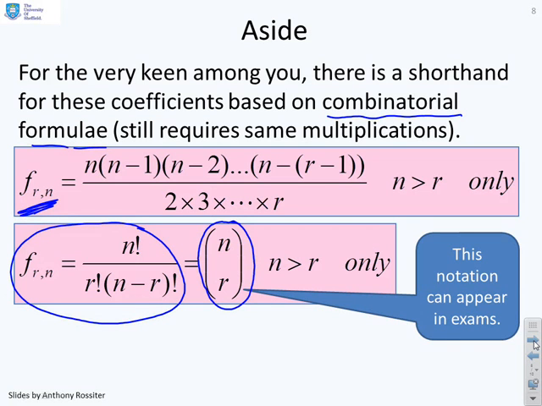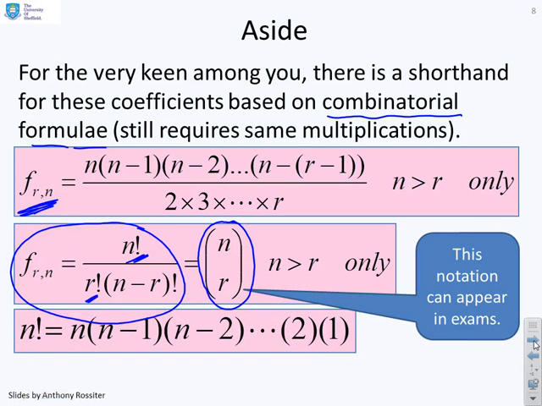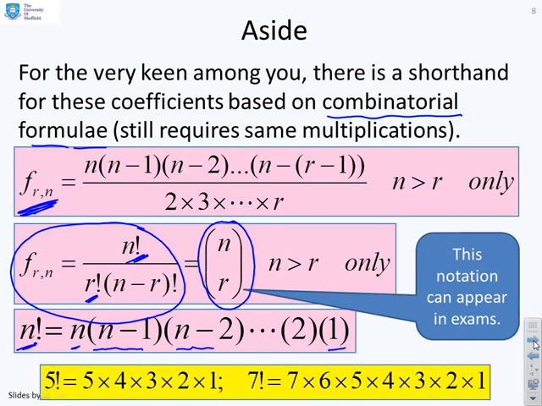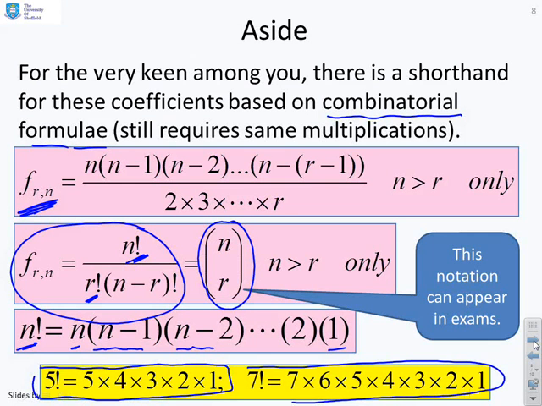Now, just in case you're wondering what this notation n factorial, r factorial means, then this is what it means. If somebody says n factorial, they mean you multiply n by n minus 1 by n minus 2 all the way down to multiply by 1. So an example, just to clarify, 5 factorial is going to be 5 times 4 times 3 times 2 times 1. Or 7 factorial, 7 times 6 times 5 times 4 times 3 times 2 times 1.